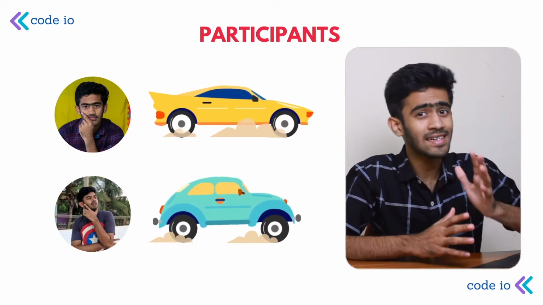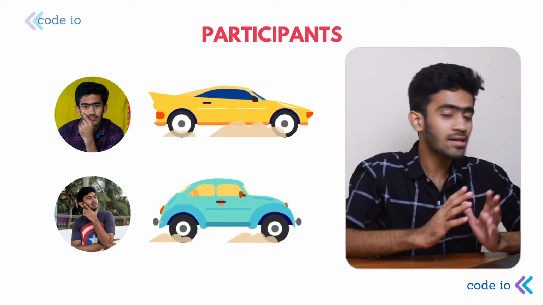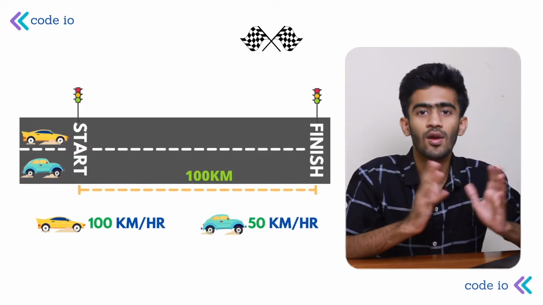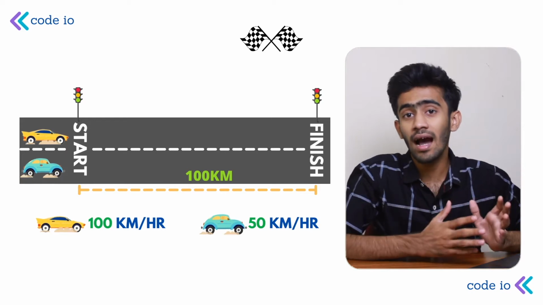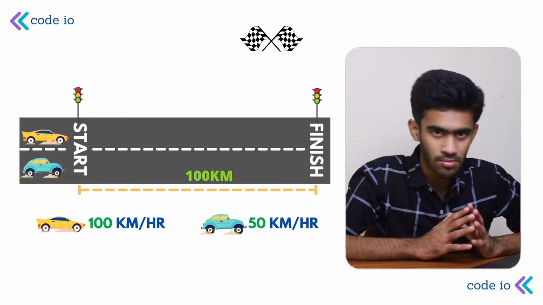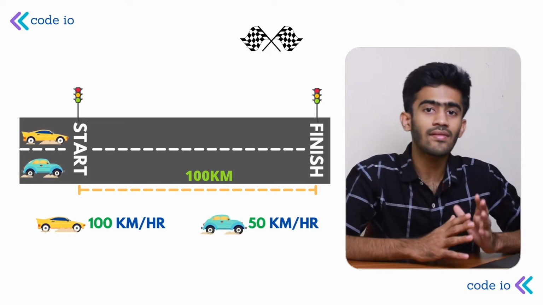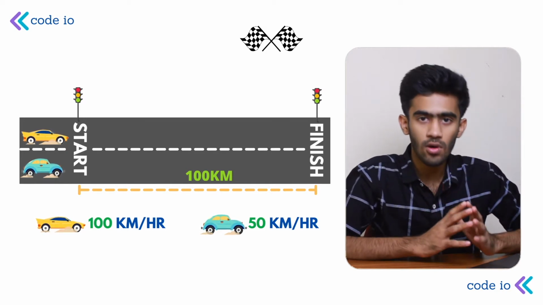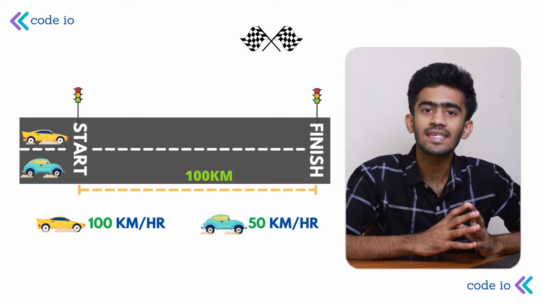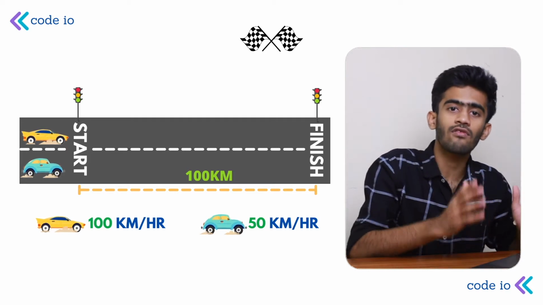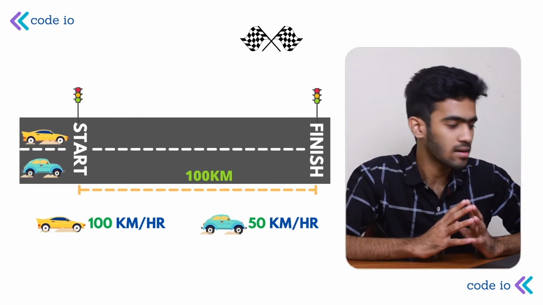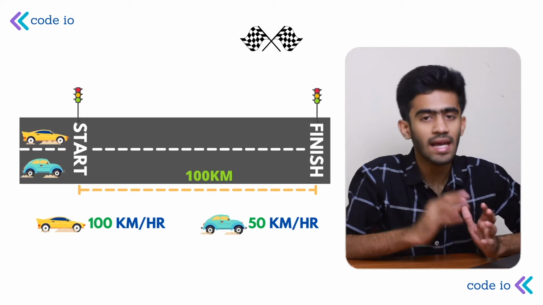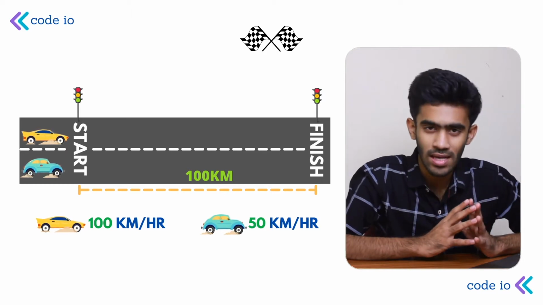So with that, let's move on to the track. So the track is a 100 km long straight line, and my car travels at a speed of 100 km per hour, while my brother's car travels at a speed of 50 km per hour. As we can see, the speed of the slow car, which is my brother's car, is exactly half of what the speed of the yellow car is. We'll see why this is important in just a minute. Now let's begin the race.